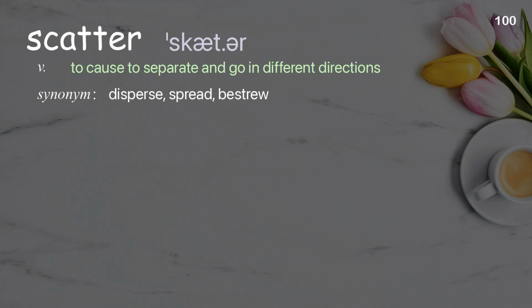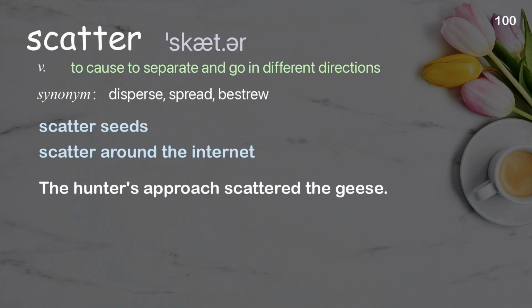Scatter. To cause to separate and go in different directions. Examples: scatter seeds, scatter around the internet. The hunter's approach scattered the geese.